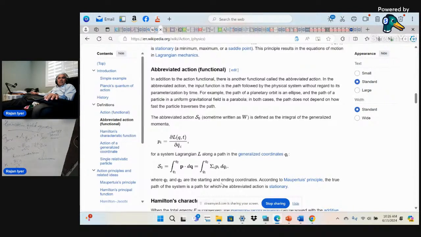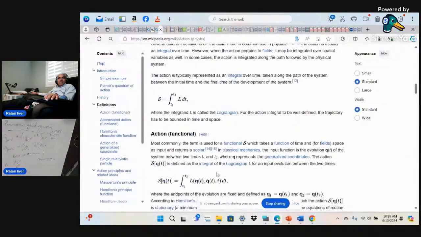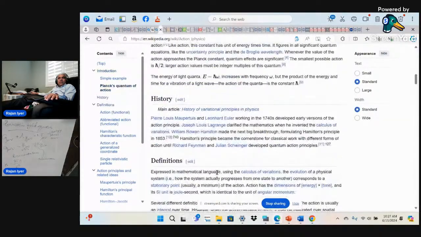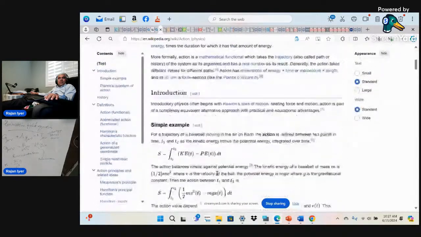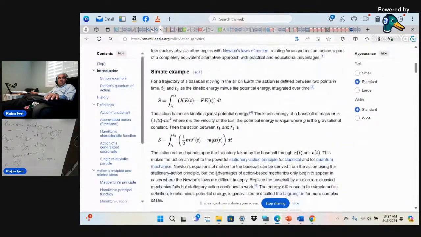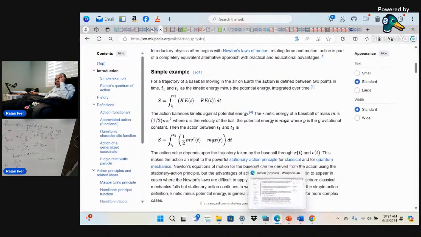Scroll back up to the first equation that you were looking at. The very first one. This one? No, the very first one. Yeah, okay, so it says the action balances kinetic against potential energy. For a trajectory of a baseball moving in the air on Earth, the action is defined between 2 points in time, t1 and t2.